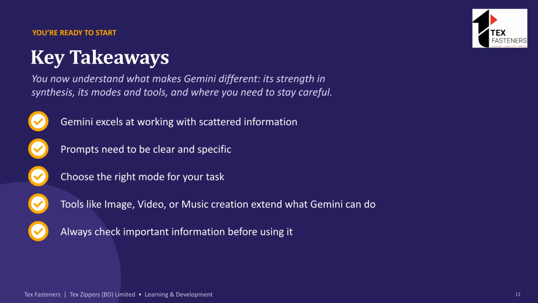Let's recap what you've learned. First, Gemini excels at working with scattered information and bringing it together. Second, your prompts should be clear and specific. Third, choose the right mode for the task you are performing. Fourth, specialized tools such as image, video, and music creation can extend what Gemini can do. And finally, always check important information before using it. These 5 principles will give you a strong foundation for using Gemini effectively and responsibly.